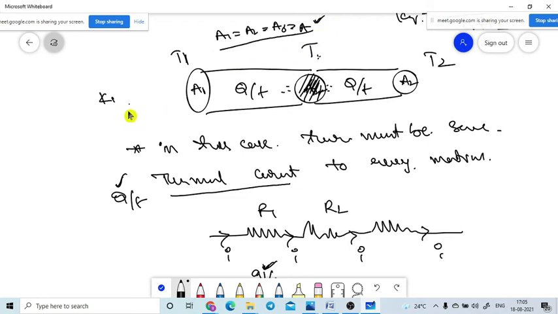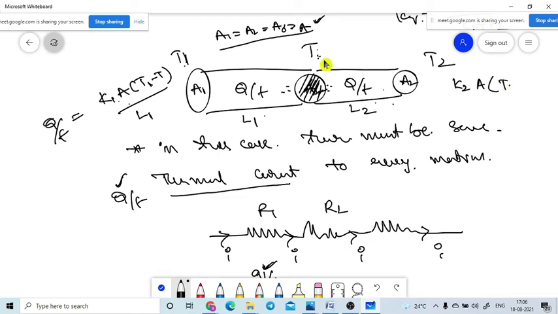A must be constant. Then I am using the length of this one, L1, and the length of this one, L2. Can I apply T1 minus T2? So here is Q by T. The first case is equal to K into A into (T1 minus T) divided by the length, L1. What about this case? This side, thermal current: K2 into A into (T minus T2) divided by L2.